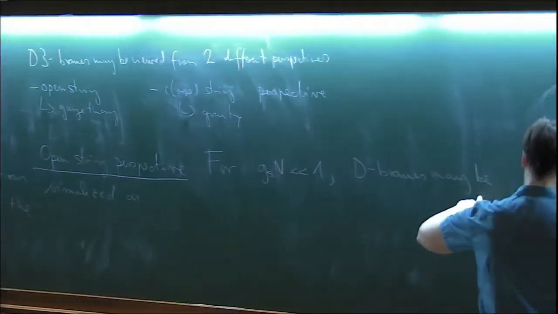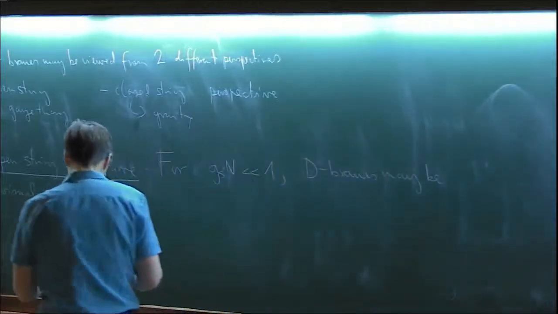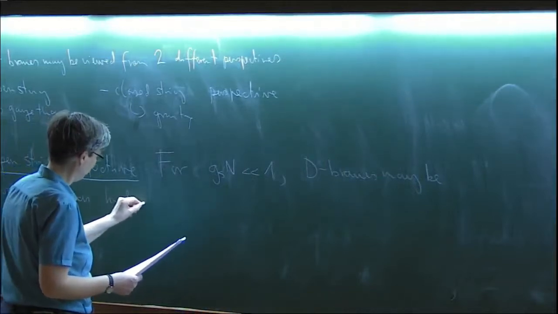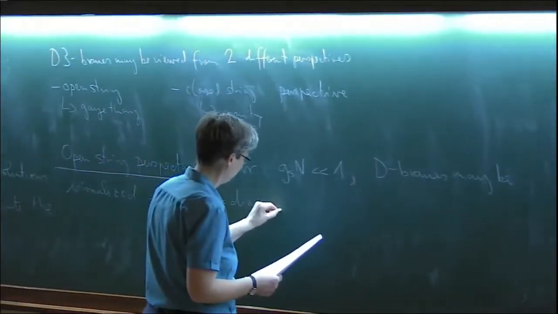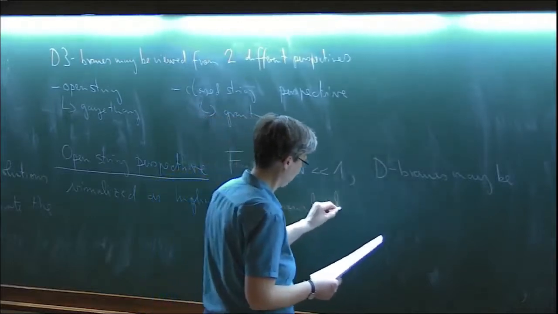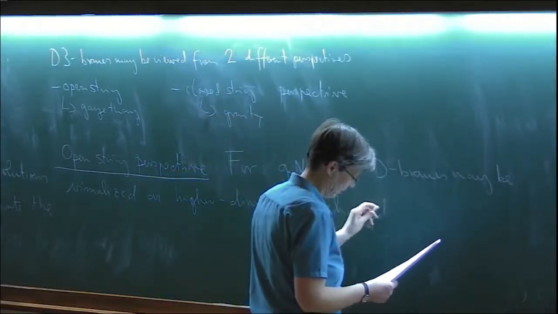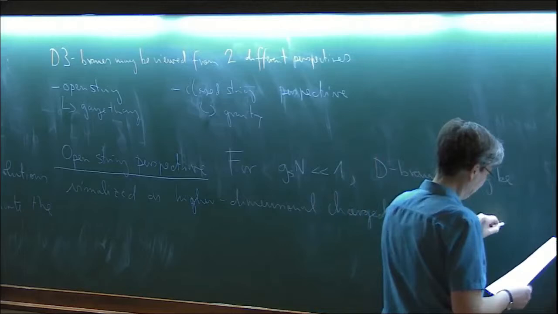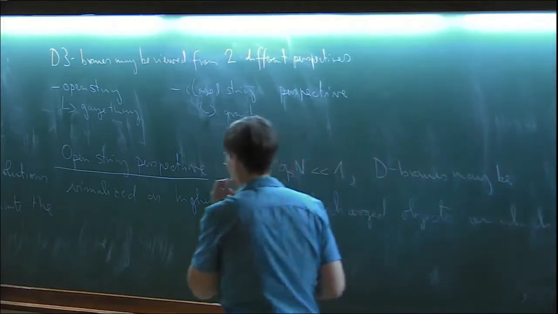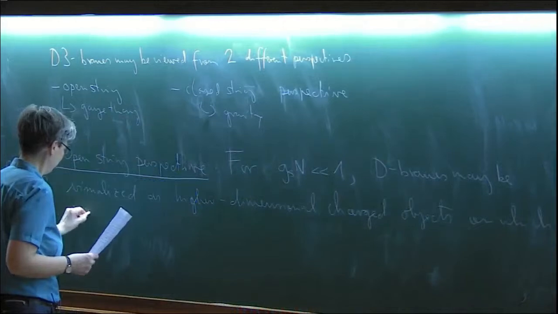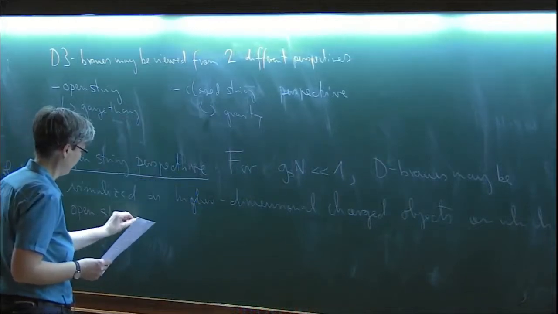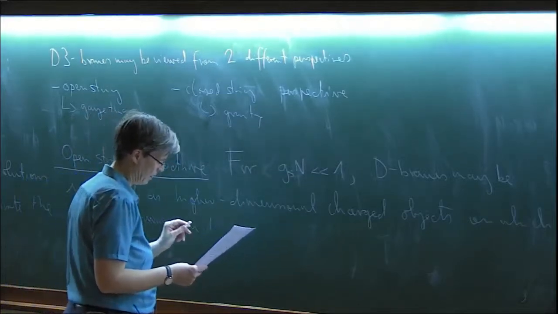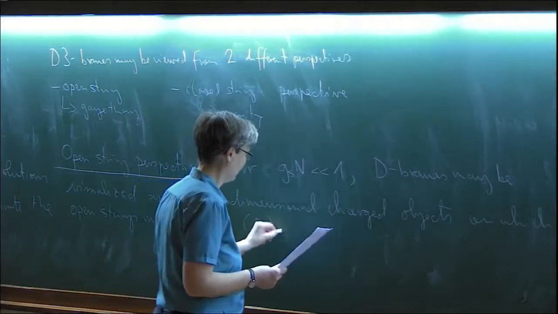Then in this case, the three-branes may be visualized as higher dimensional charged objects on which open strings may end. I think I said that yesterday also. I had some pictures. As I said yesterday, this D stands for Dirichlet boundary condition.